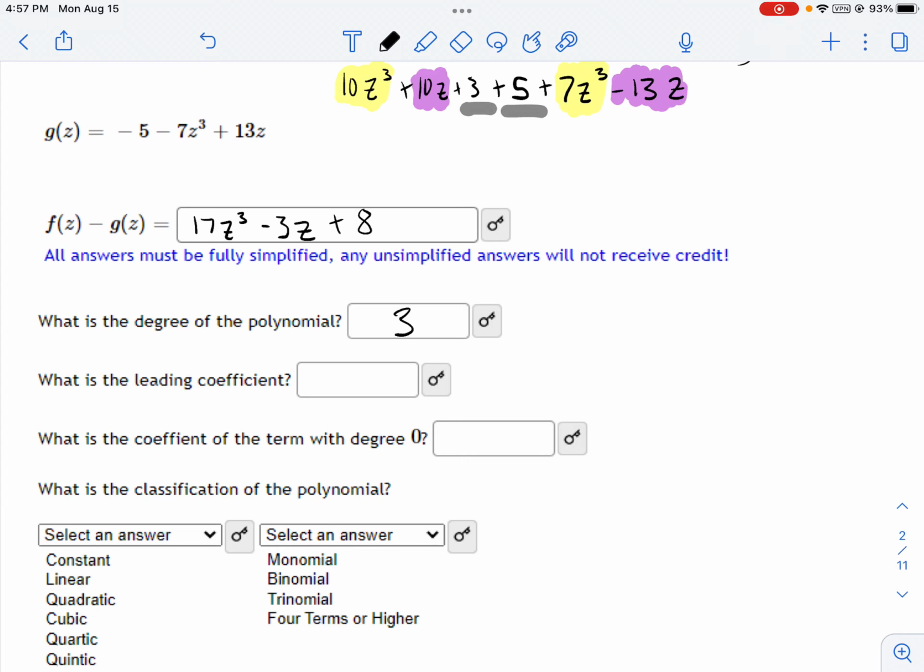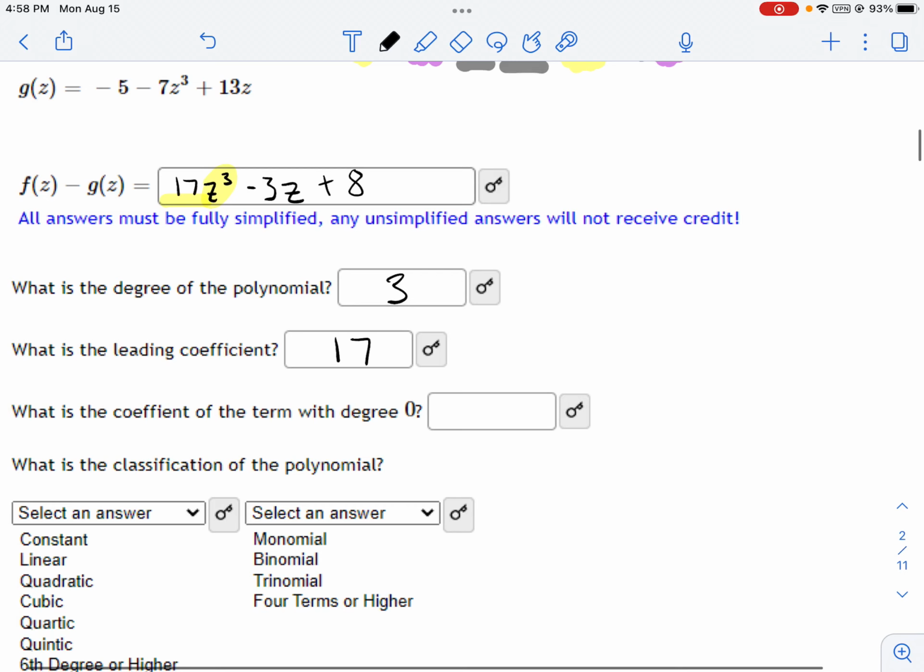Alright, so next, leading coefficient. The leading coefficient is going to be looking at the number in front of the variable with the highest exponent, which we already know here is z to the third. 3 is the highest exponent, and the number in front of it, 17, is the lead coefficient. So now we look at this next one. It says, what is the coefficient of the term with degree 0? Well, that is actually going to be 8.